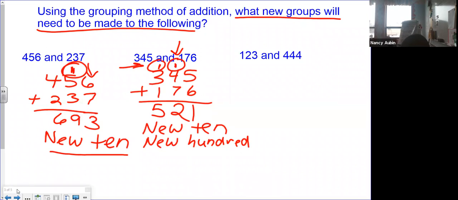3 plus 4. 2 plus 4. 1 plus 4. Stand up if you said you made a new 10. Stand up if you said you made a new 100. All right, Josh Lewis, why is nobody standing up?